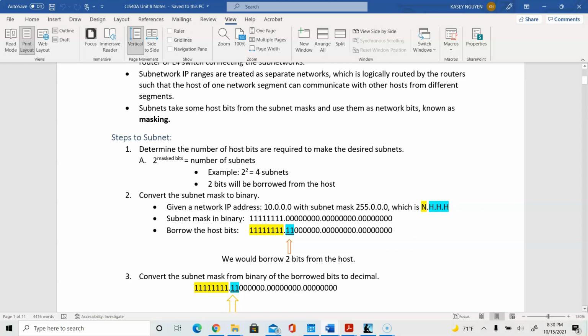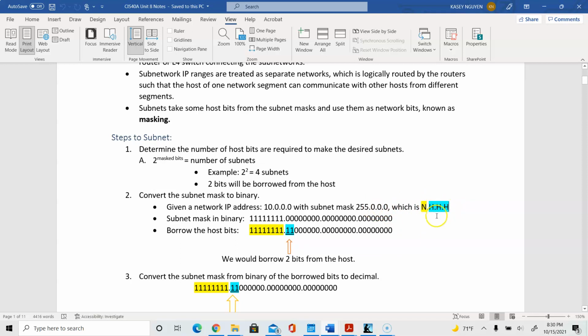And we are going to convert the subnet mask to binary. So we would take 255.0.0.0, which is the subnet mask for a Class A address, where this IP address, we want to use this to divide it up into 4 subnetworks. So first, we're going to need to determine which is the network identifier. That's the 255. That's the first octet. And the rest will be the host, following Class A.